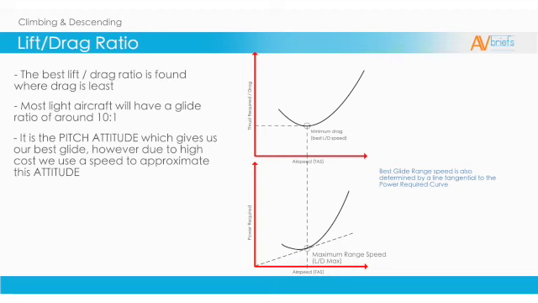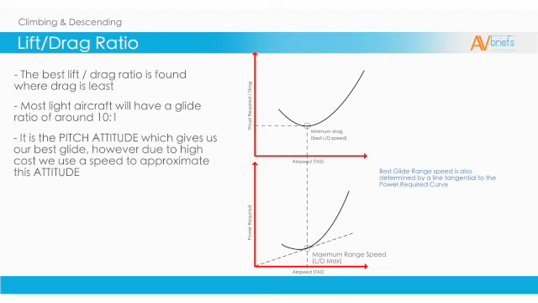So, in the upper graph you can see that at the point where drag is least, in the total drag curve, is where we get lift-to-drag max. That gives us minimum drag and maximum lift. In the lower graph, it is the same speed, but it is found by running a tangential line on the power required curve. Both the speeds are the same.